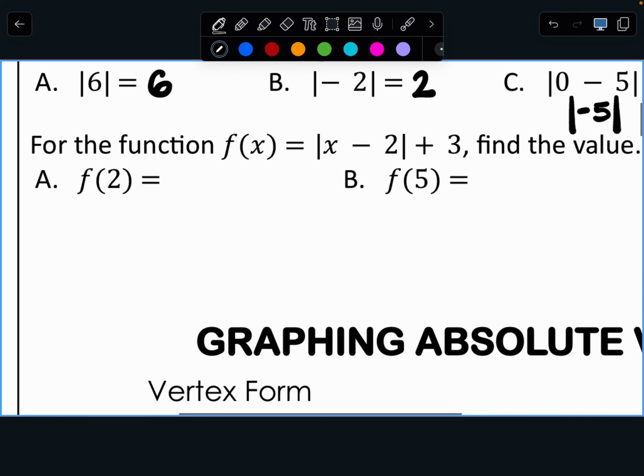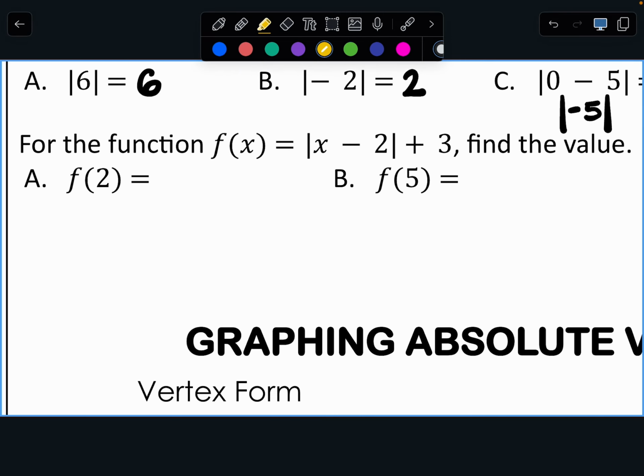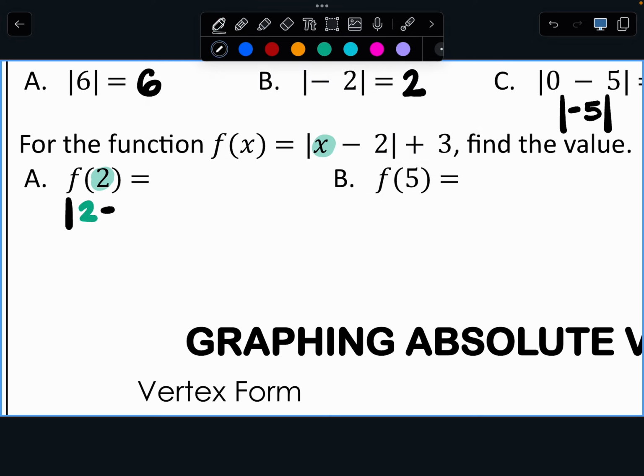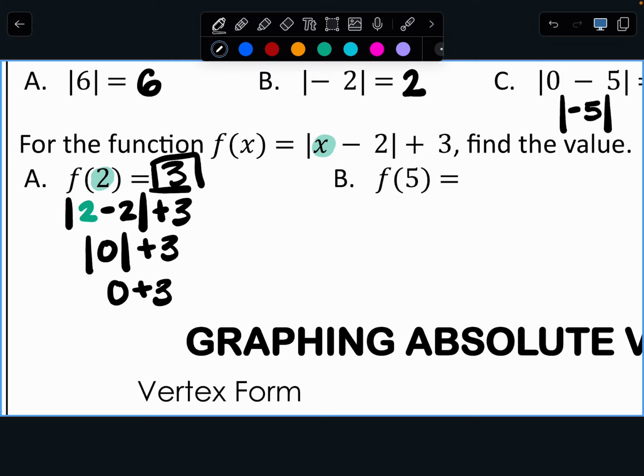Okay, so now let's evaluate a function that has absolute value. So we're going to be substituting in the value of x and then finding the value of the function. So for f of 2, we will do the absolute value of 2 minus 2 plus 3. Well, 2 minus 2 is 0, so we have the absolute value of 0 plus 3. The absolute value of 0 is 0, and 0 plus 3 is 3.